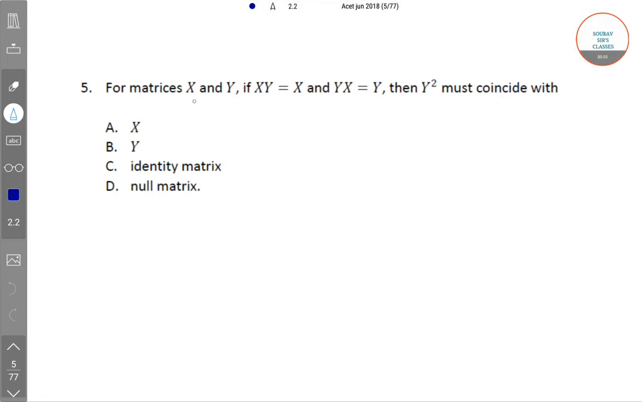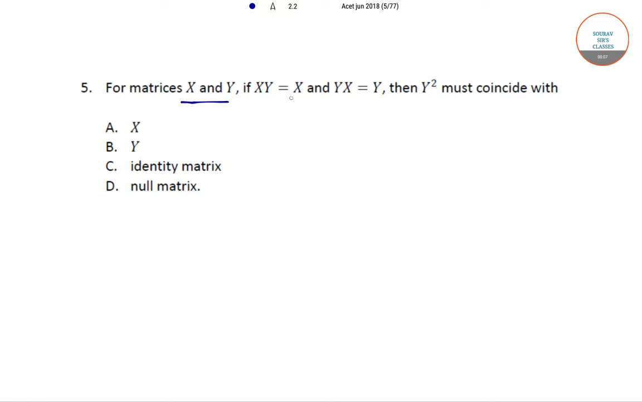The question is, for matrices x and y, if xy is equal to x and yx is equal to y, then y squared must coincide with. So now, we have been given that yx is equal to y.